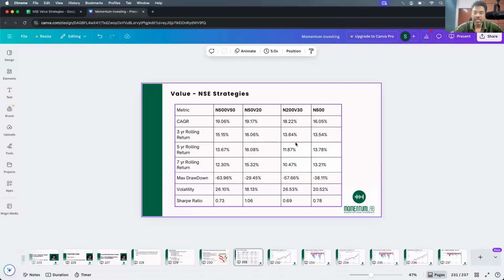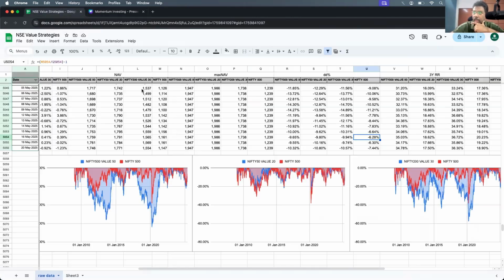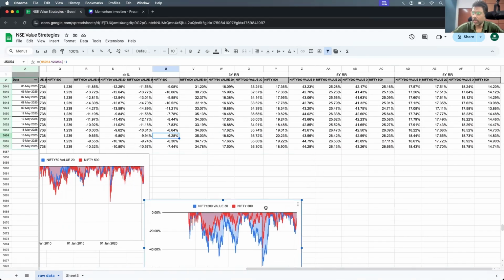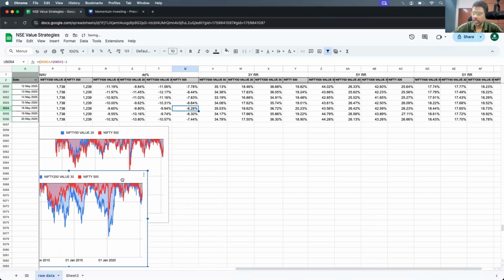So not all value strategies are the same. There is a difference in it. So we have seen in terms of the methodology, and we've also seen in terms of returns. So one more thing I wanted to show, on Nifty 50 value 20, I've also been looking at a couple of interesting data points. I've also been interested in seeing how many 3-year rolling return periods were there where the returns were less than 0%. So I'll show why I'm interested in that.